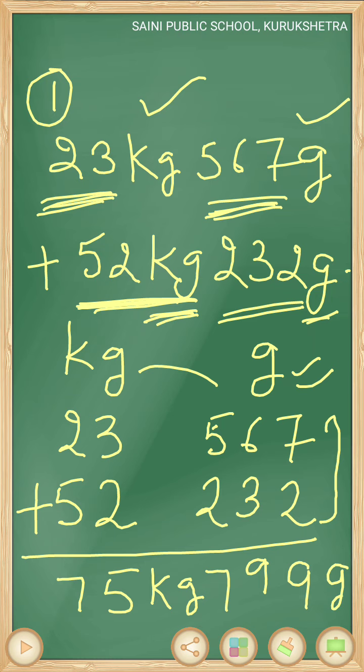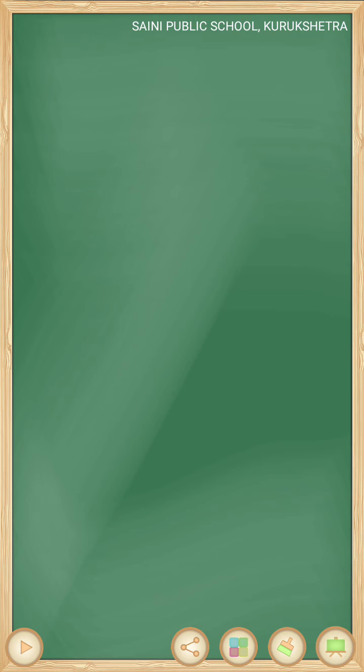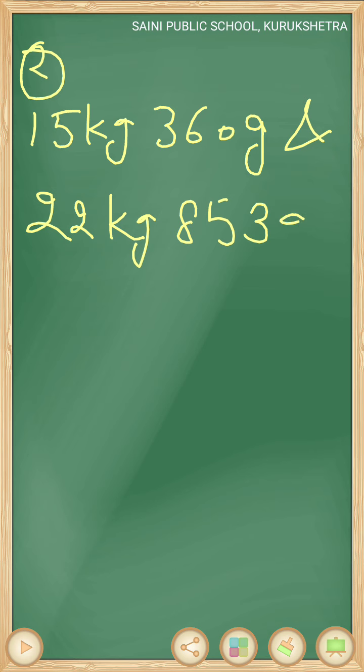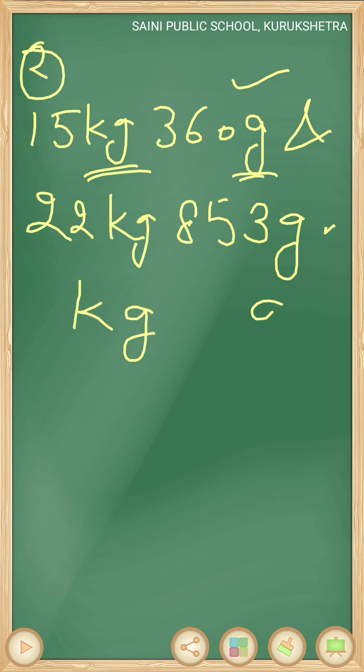Okay. Now let us discuss second question. Suppose we want to add 15 kilogram 360 gram and 22 kilogram 853 gram. We want to add these two numbers. Here again two units are used, kilogram and gram. So first of all write units kilogram and gram. Now we will write number according to their units.